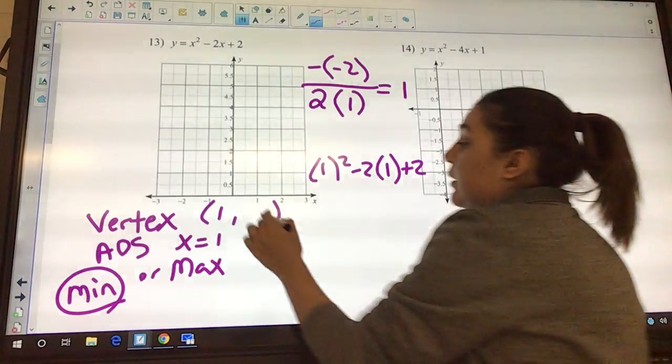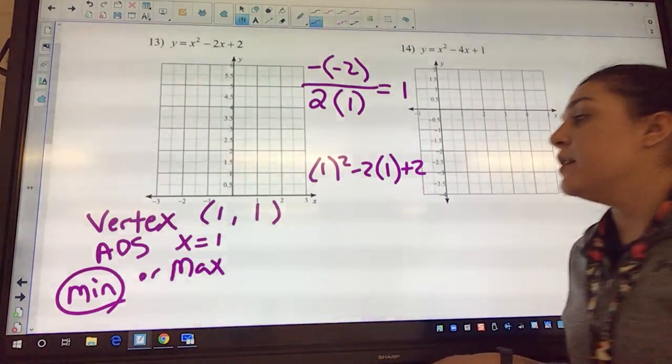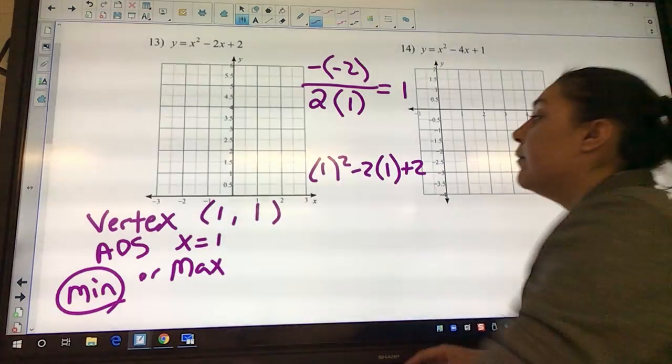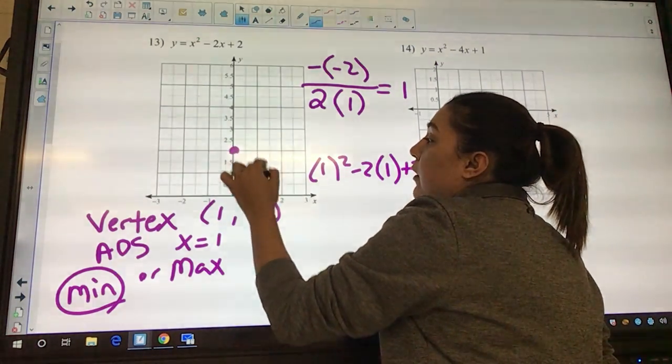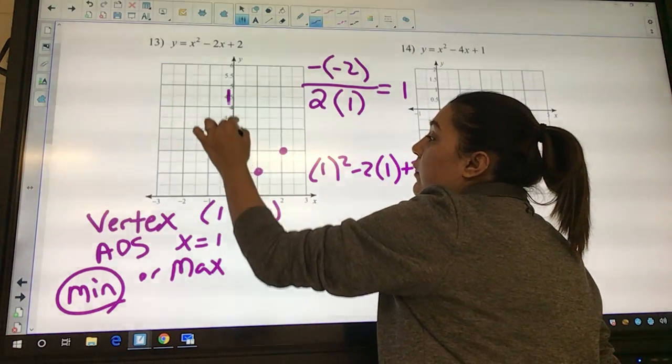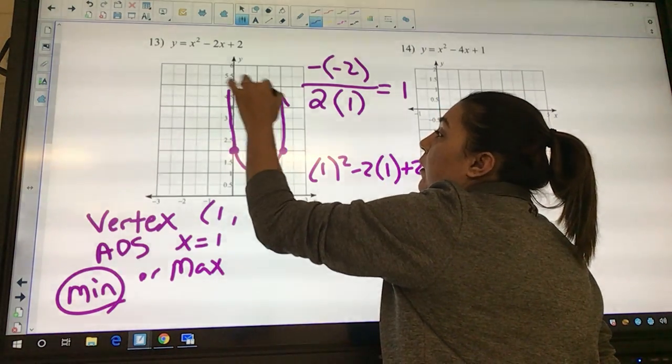Okay, and it's going to output 1. So what that says is my vertex is at 1, 1. So 1, 1. And we know we go up 1 over 1. Up 1 over 1. Okay, so we could draw our U.